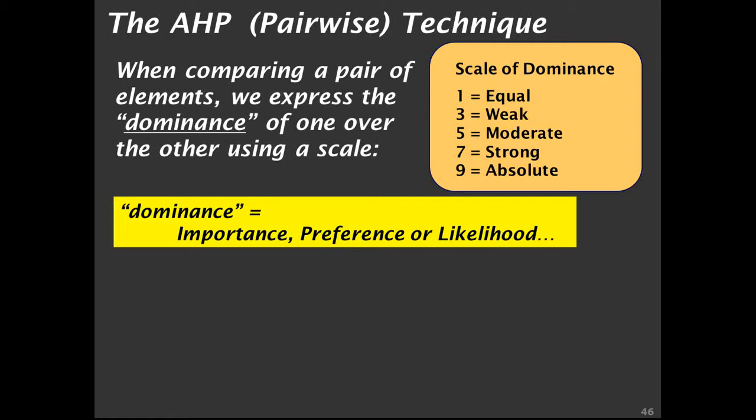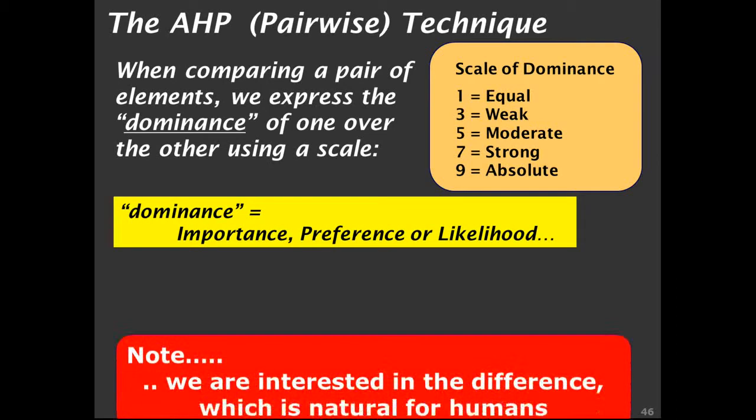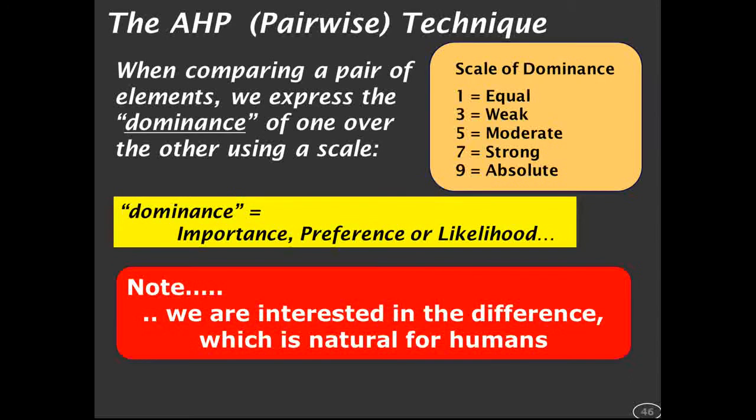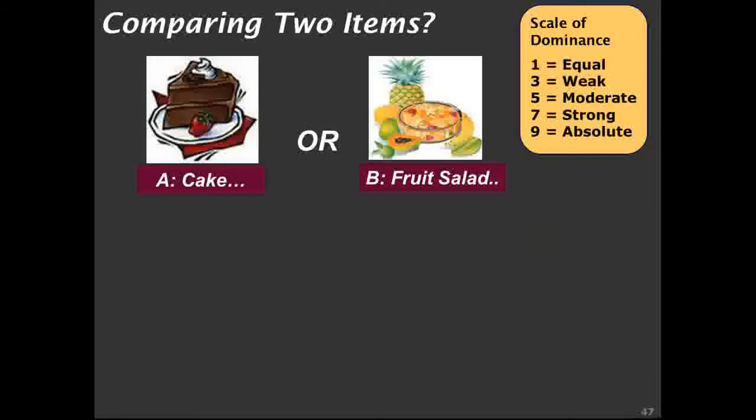When comparing a pair of elements, we express the dominance of one over the other using a scale of equal, weak, moderate, strong, absolute. Here we are interested in the dominance. That means the importance, the preference, or the likelihood. And remember, we are interested in the difference, which is natural for humans. To help you understand, let's imagine I ask you, would you like A, cake, or B, fruit salad? The first question is simply, which one do you like more?